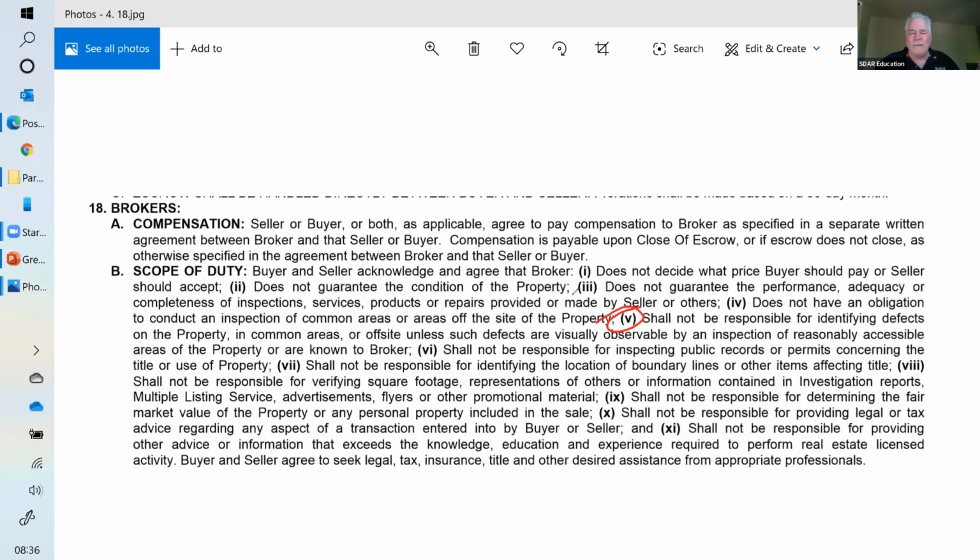I'm not the expert. Hire an expert to do all that kind of stuff. So, identifying defects on the property, in common areas or off-site, unless the defects are visually observable by inspection of reasonably accessible areas of the property or are already known to the broker. Things that I might already know, I have to tell them about. But I don't have an obligation to dig or poke. Please don't lift the carpet. A slab looks fine to me.